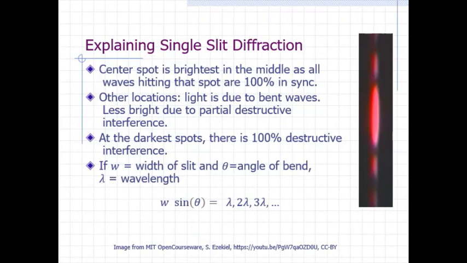It can be shown that W times sine of theta is equal to lambda at the first minima, at this location and this location. And W times sine of theta is equal to 2 lambda at the second minima, at this location and this location. In general, for the nth minima, W times sine of theta will be equal to n times lambda.